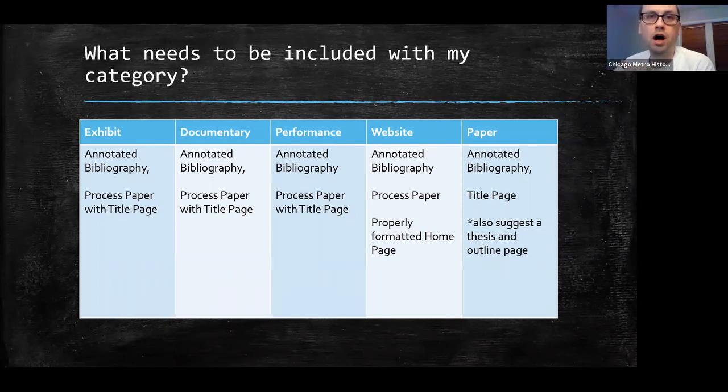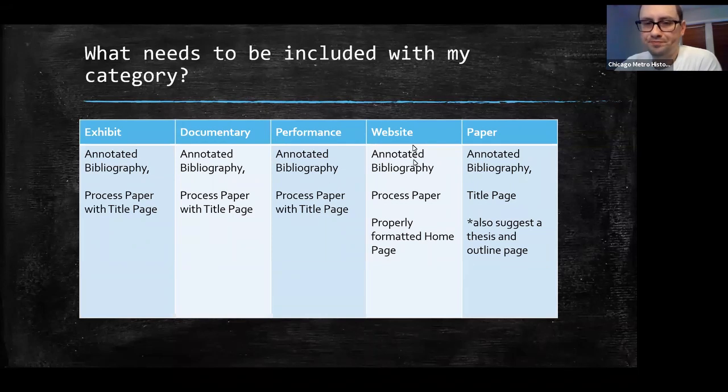If you are competing with a documentary, exact same thing. We still need that annotated bibliography, and we need that process paper with the title page. This time there's no word count to worry about on the title page, but we do need that annotated bibliography. And then same deal, you can keep the summary statement there, but you don't need it anymore. And then performances, same deal as the previous two. Where things get a little bit different is with your websites.